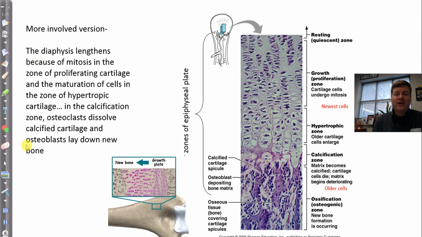So the more involved version really isn't that much more involved. It just gives you a little fuller explanation. The diaphysis lengthens, the shaft lengthens, because the zone of proliferating cartilage here and the maturation of cells causes that insertion of new tissue. Eventually that tissue will calcify and we will be done laying down new bone.